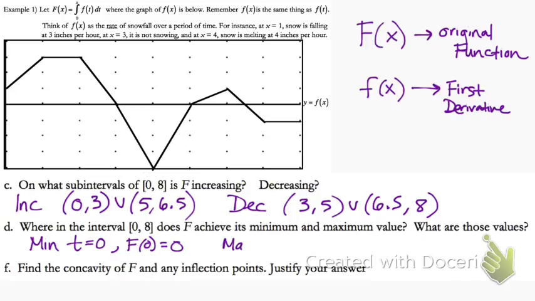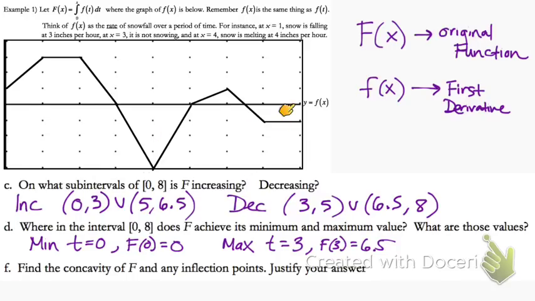The maximum would be at time equals, the highest amount of snow, or the most amount of snow on the ground at any moment in time, was at t equals 3 seconds. And f of 3 was equal to 6.5. That was the most amount of snow on the ground.